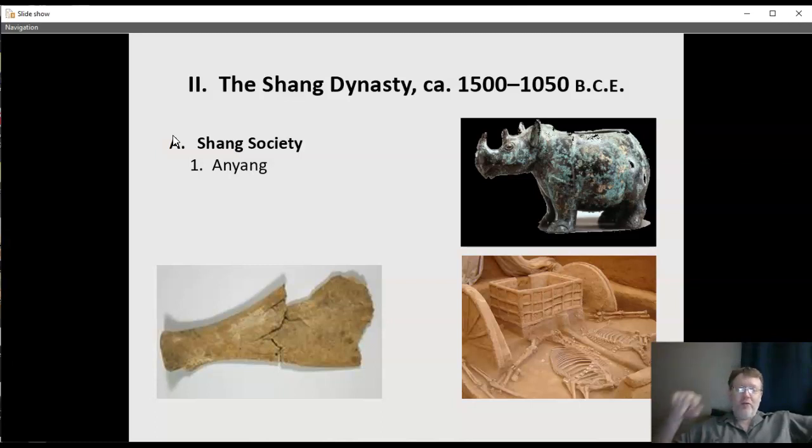Many of these things, other than bone, didn't survive the elements, especially in southern China where it's wet. These things would have decayed, rotted away. Bone is, of course, much more resilient. And so some of the earliest writings we have from China actually are on bone, from the 1500s BCE and a little before that. The Shang kings were military chiefs.